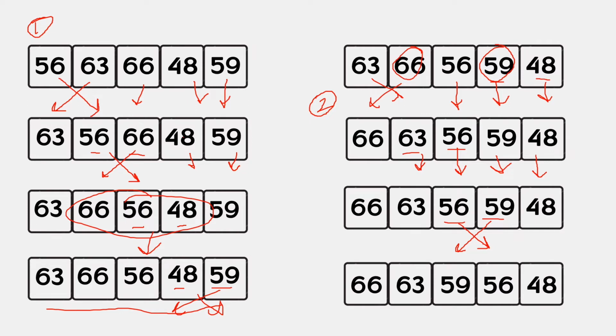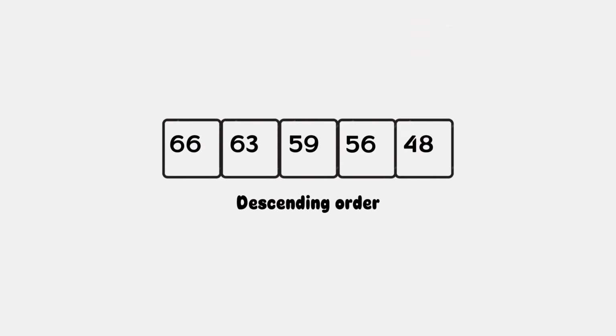And now we have the correct order of descending order: 66, 63, 59, and the rest. Now we got the descending order of our output: 66, 63, 59, 56, and 48. So we have done our bubble sort.